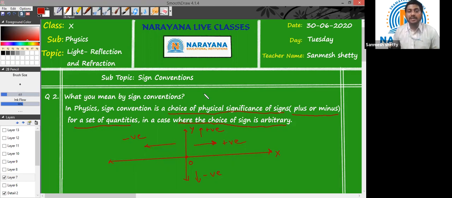Arbitrary means it can be random. It depends upon our choice. I hope the point is clear.